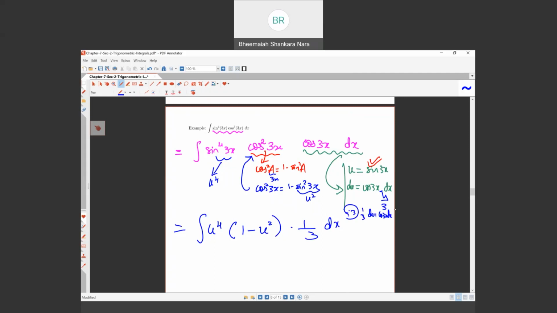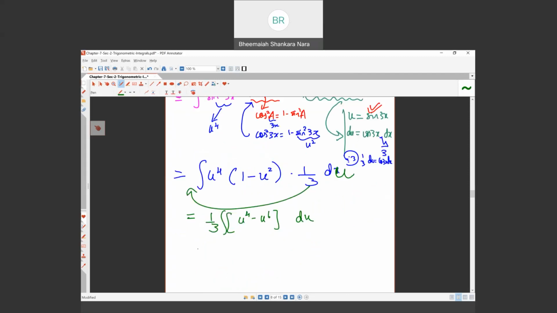So now we have 1/3 as the product term, which is a constant. This goes out. And multiply u to the 4 to both the terms. It is u to the 4 minus u to the 6. No more dx, all the variables are du. So make sure you write du, integral du. Now you are going to integrate this. This is 1/3 times u to the 5 divided by 5 minus u to the 7 divided by 7, and then you have a plus c. So make sure you write what u is in this problem. u was actually sine 3x.